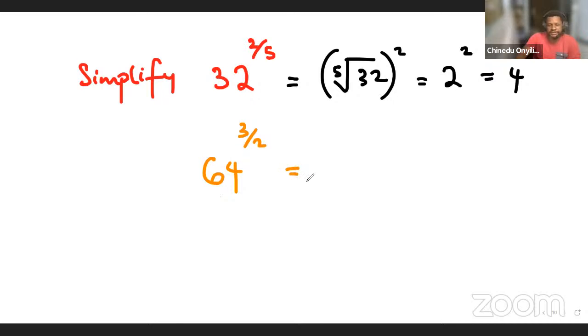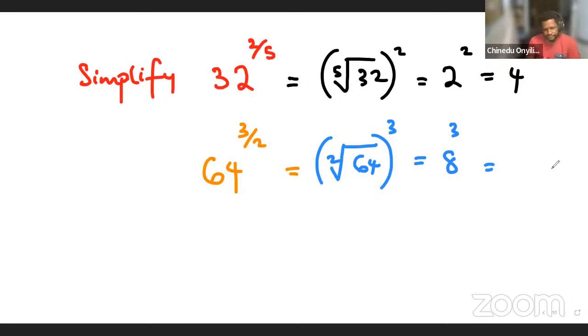So what we do here is, again, the similar thing we did previously. I put a square root sign, but then the 2 comes right here. So that's like the square root of 64, and close the bracket to the power of 3. Now, the square root of 64 is 8, and 8 to the power of 3. If you use your calculator, 8 times 8 times 8 will be 512. Pretty straightforward.